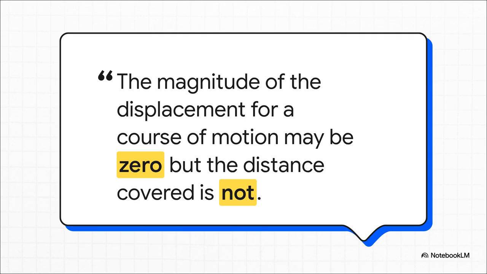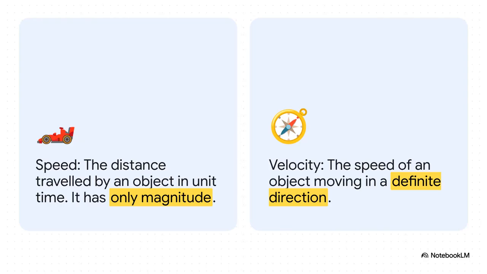And this is where it gets really interesting, kind of like a brain teaser. You can run a full lap on a 400-meter track. You've definitely covered a distance of 400 meters. You're sweating, you're tired, but because you ended up exactly where you started, your displacement is a big, fat zero. Isn't that wild? This exact same idea applies to speed and velocity.